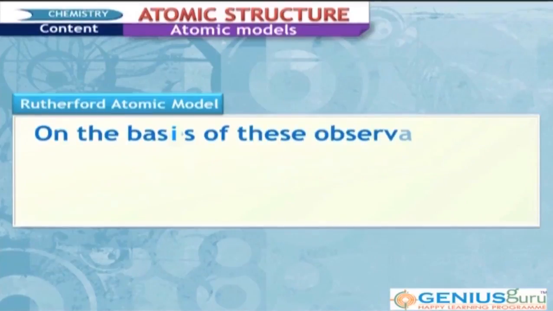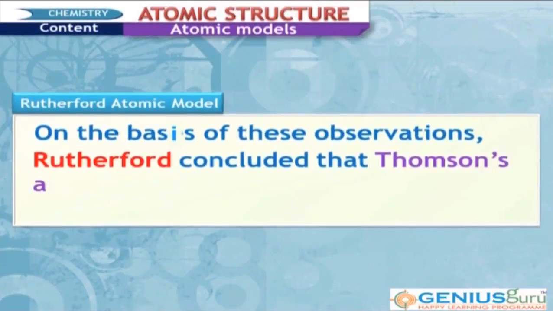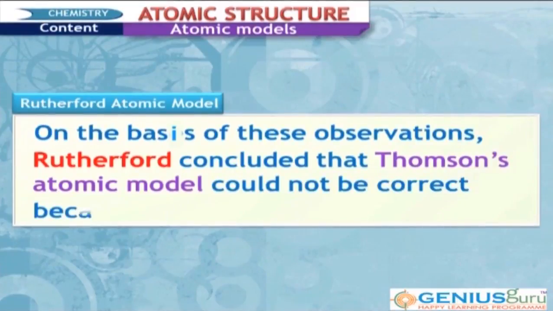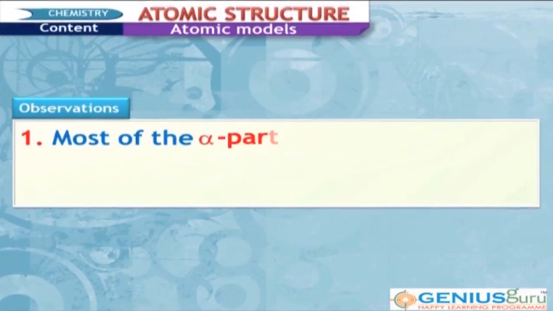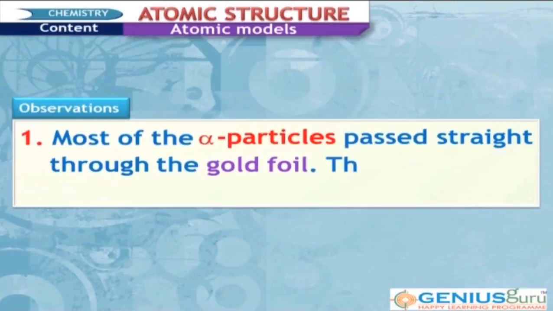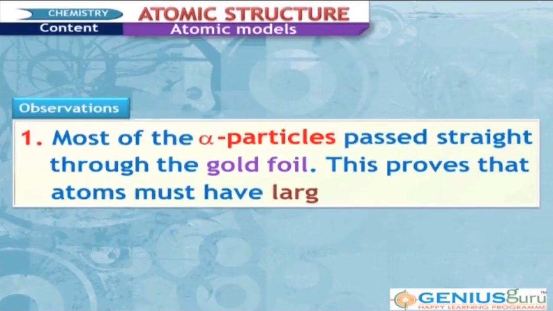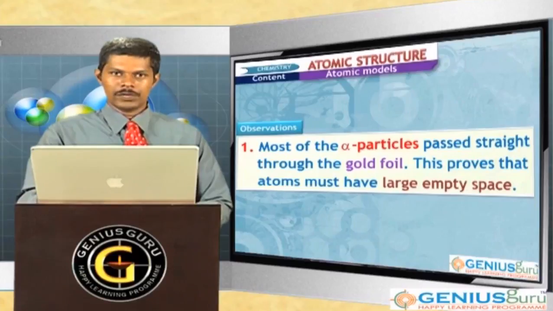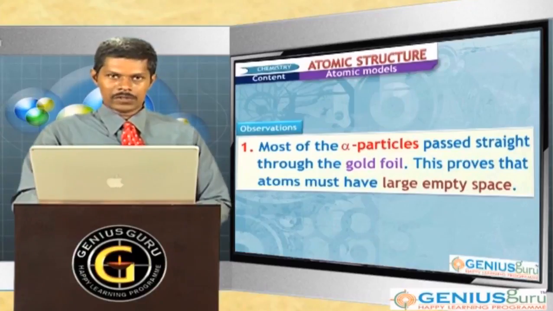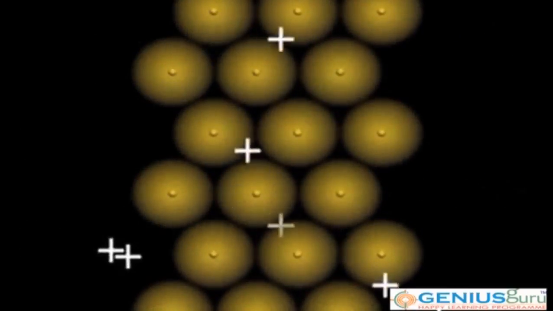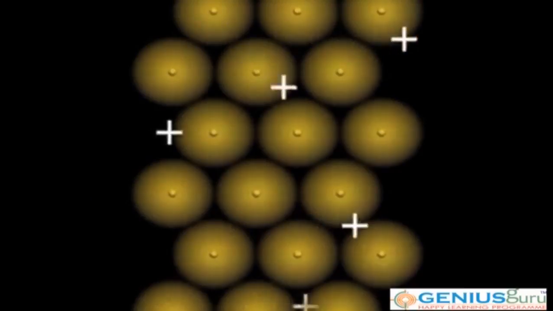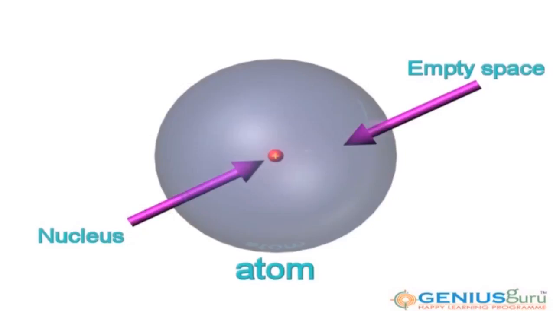On the basis of these observations, Rutherford concluded that the Thomson atomic model could not be correct, because of the following reasons. Most of the alpha particles pass through the gold foil. This proves that atoms must have large empty space. So based on this experiment, he proposed the model of the atom. In this model of the atom, how are these particles arranged? So let us see. Most of the alpha particles pass through the gold foil. So what we conclude is, most of the space inside the atom is empty.